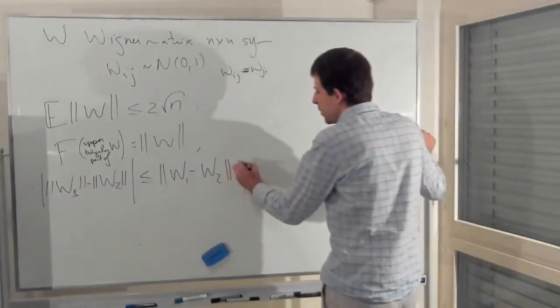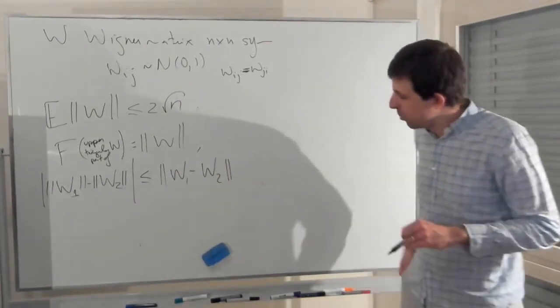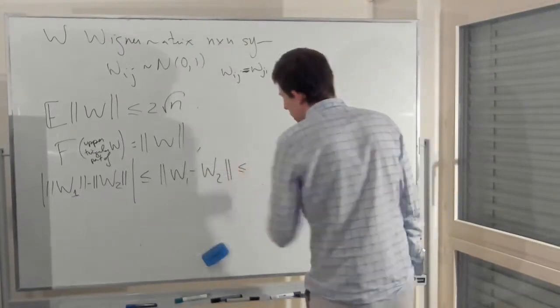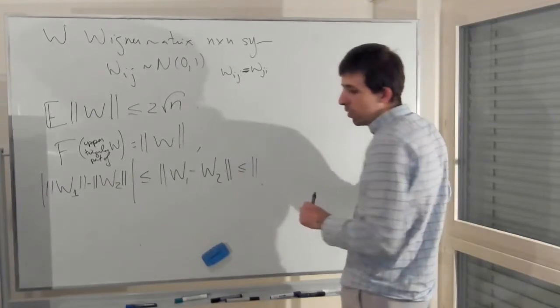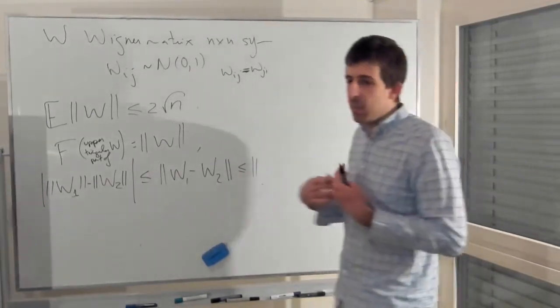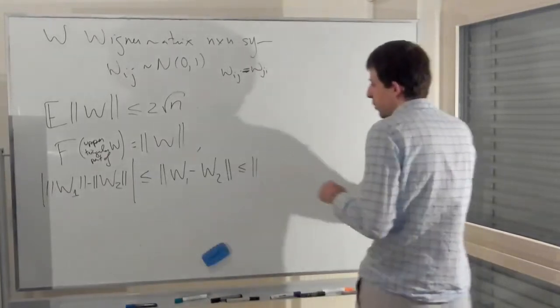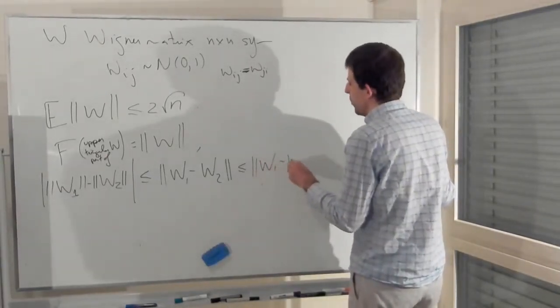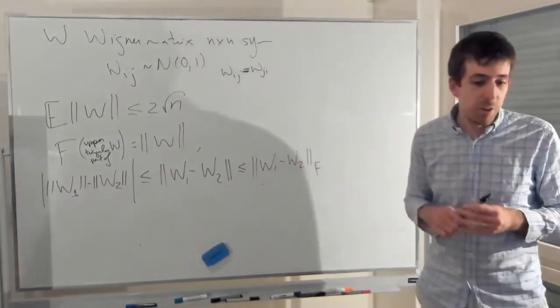Now, here we have the spectral norm of these two matrices, but we also know that the spectral norm is bounded for sure by the Frobenius norm. The spectral norm is just the largest eigenvalue in absolute value, while the Frobenius norm is the sum of squares of them. So this is bounded by the Frobenius norm of these random variables.